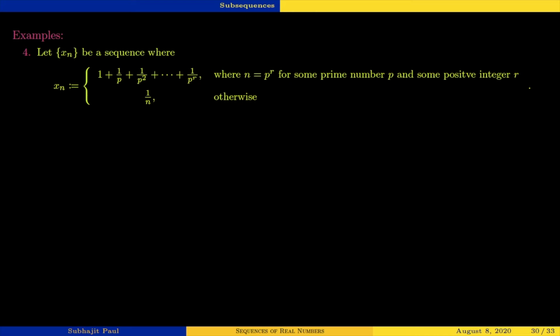So this is a sequence which has infinitely many convergent subsequences. It is constructed in a very nice way, so understand this carefully. Xn is defined by two cases. When n equals p to the power r for some prime number p and some positive integer r, Xn is 1 plus 1 by p plus 1 by p square plus 1 by p cube up to 1 by p to the power r. Otherwise, it is 1 by n.